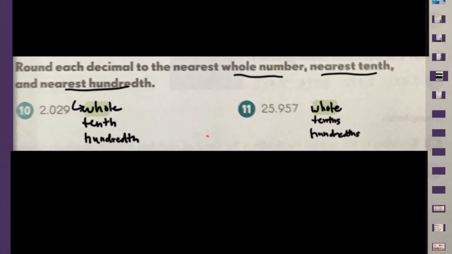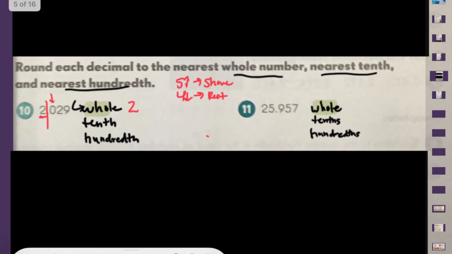So in number 10, we're looking at 2 and 29 thousandths. Let's start by rounding to the nearest whole number. We'd underline the number in the ones place, draw our back door, and we can see that 0 is knocking on the back door. Remember, 5 or above, give it a shove. 4 or less, let it rest. So 0 is 4 or less, so we're just going to let that 2 rest. Rounded to the nearest whole number, 2 and 29 thousandths would be 2.